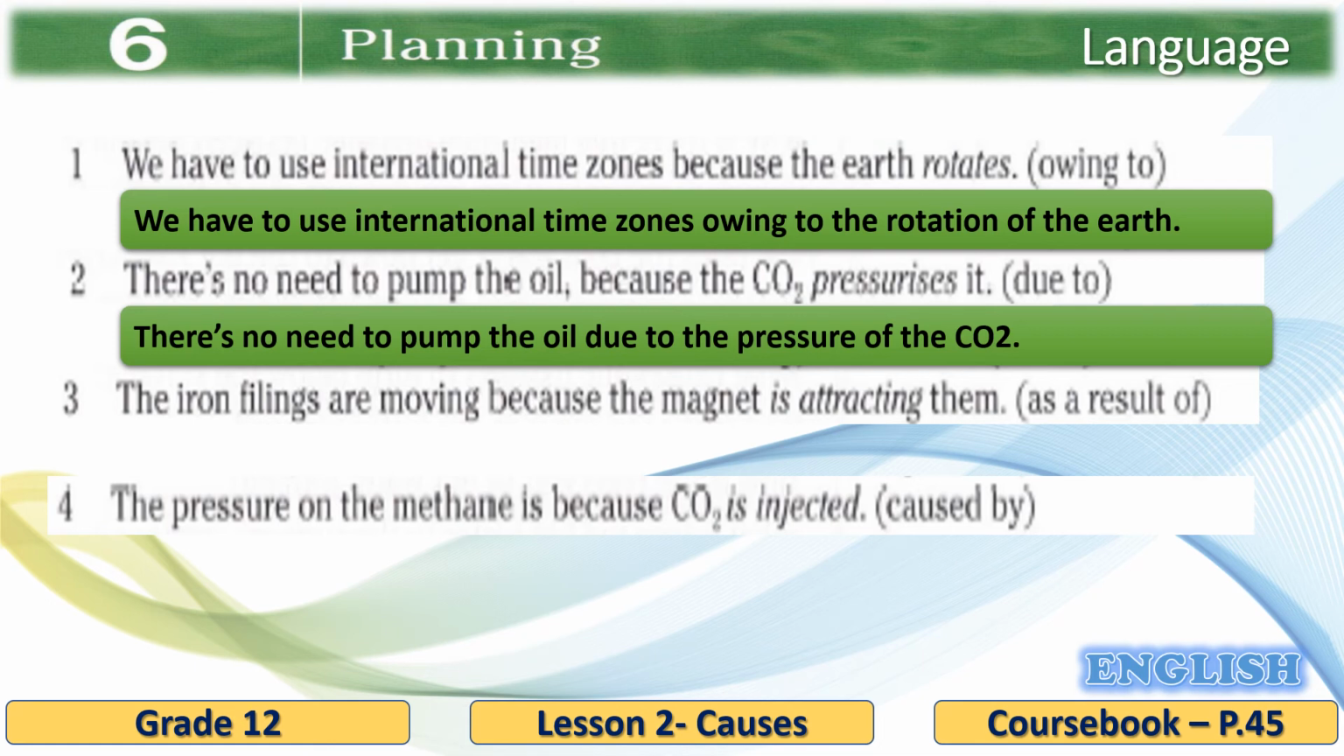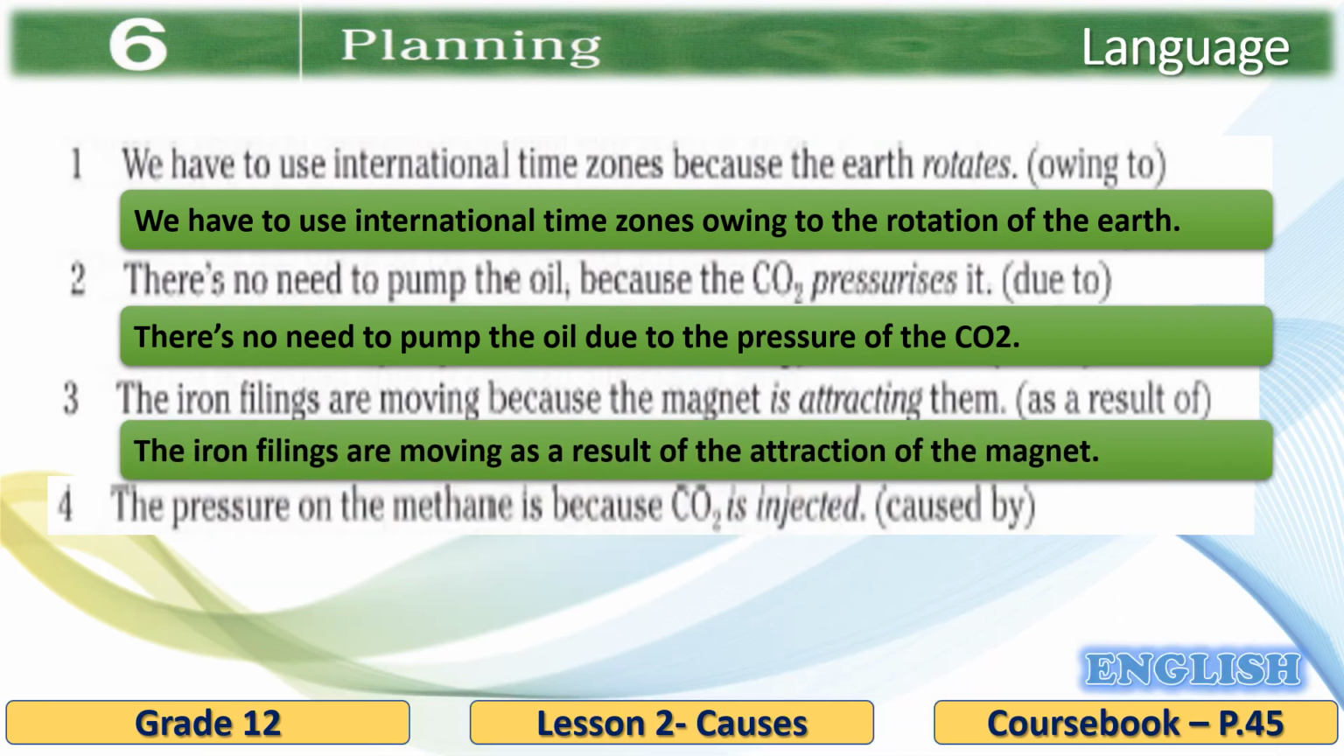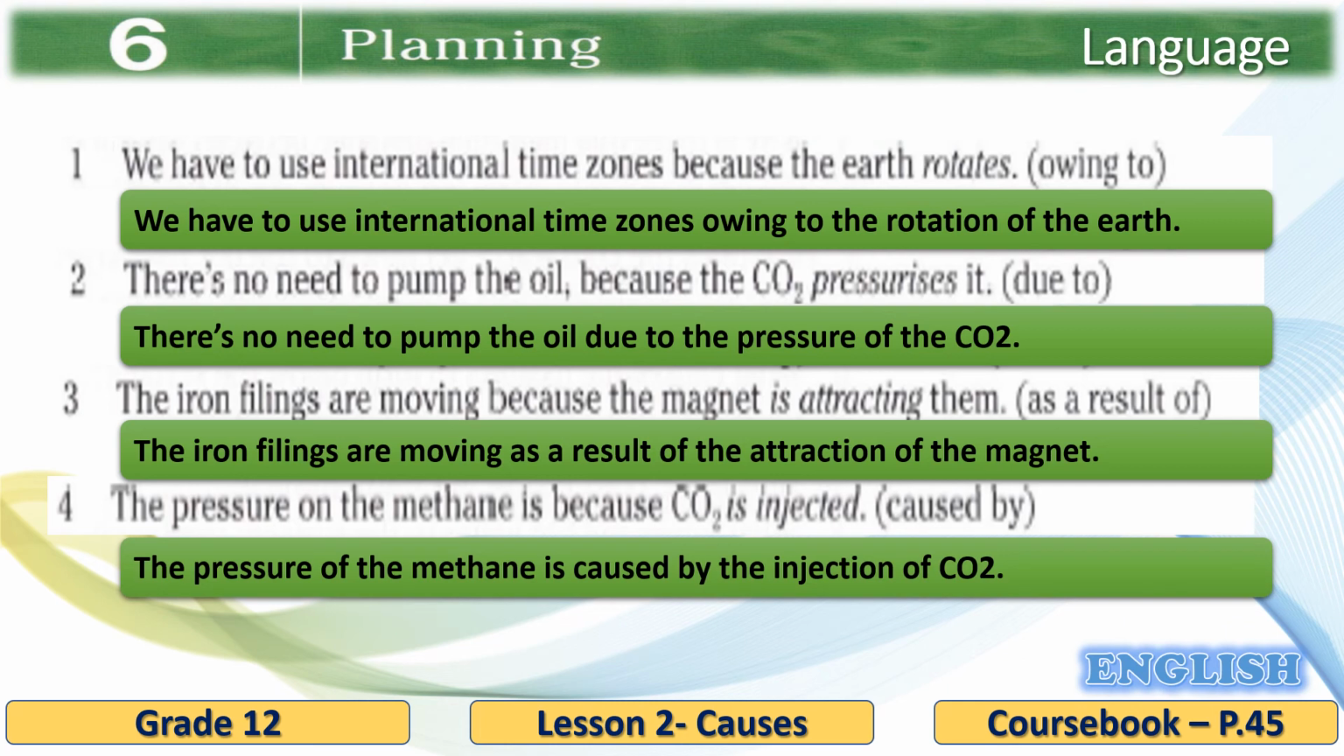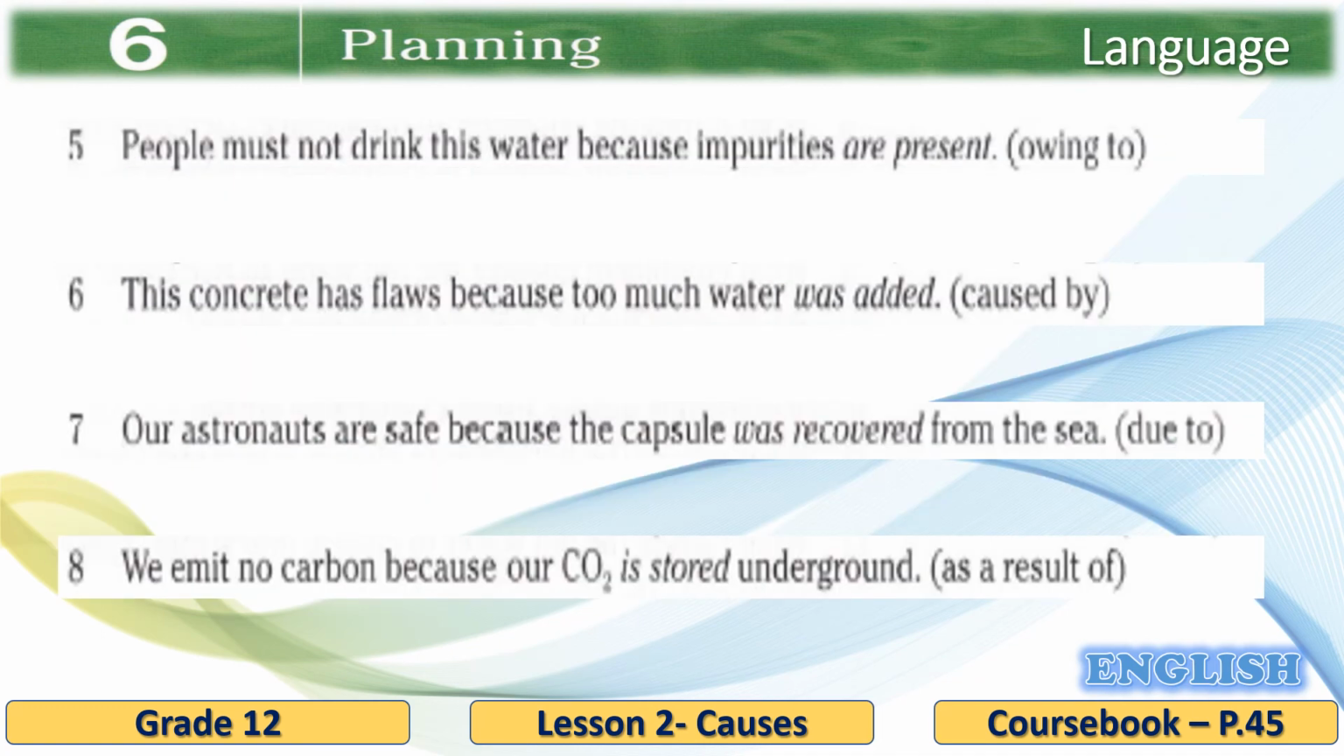Number 3, the iron filings are moving because the magnet is attracting them. We have to use as a result of. So the new sentence, the iron filings are moving as a result of the attraction of the magnet. Number 4, the pressure on the methane is because CO2 is injected. We have to use caused by. So the answer, the pressure of the methane is caused by the injection of CO2. Excellent so far. Now let's do the rest from 5 to 8.